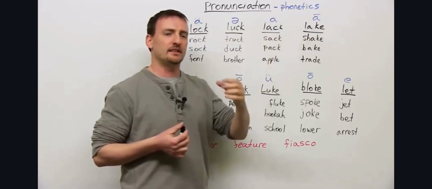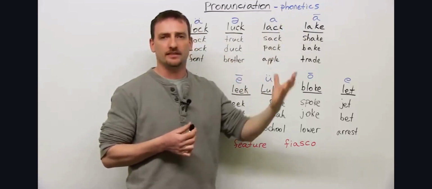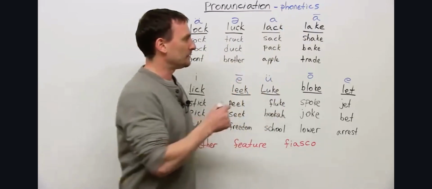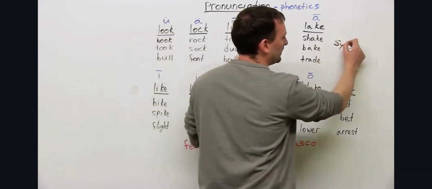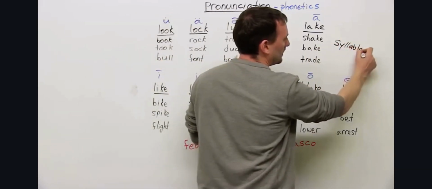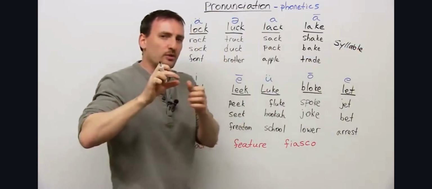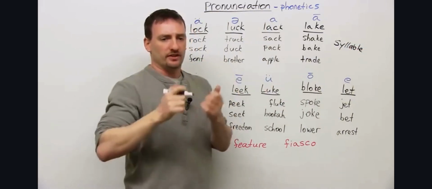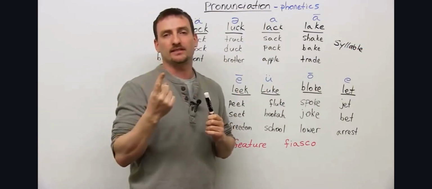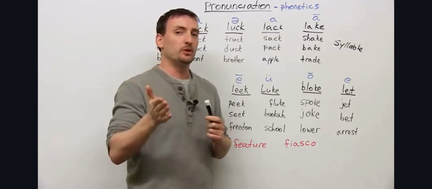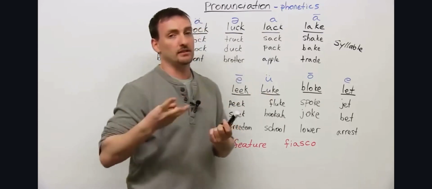Now, phonetics means the sound of the syllables in the word. Syllables, I'll just write that word here. A syllable is the sound part of a word. For example, the word cat has one syllable. The word beautiful, beautiful, 3 syllables, okay?